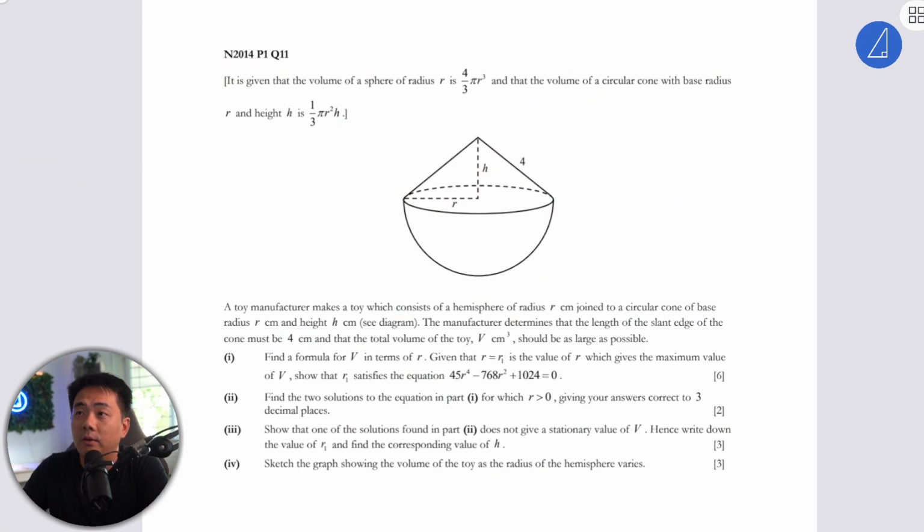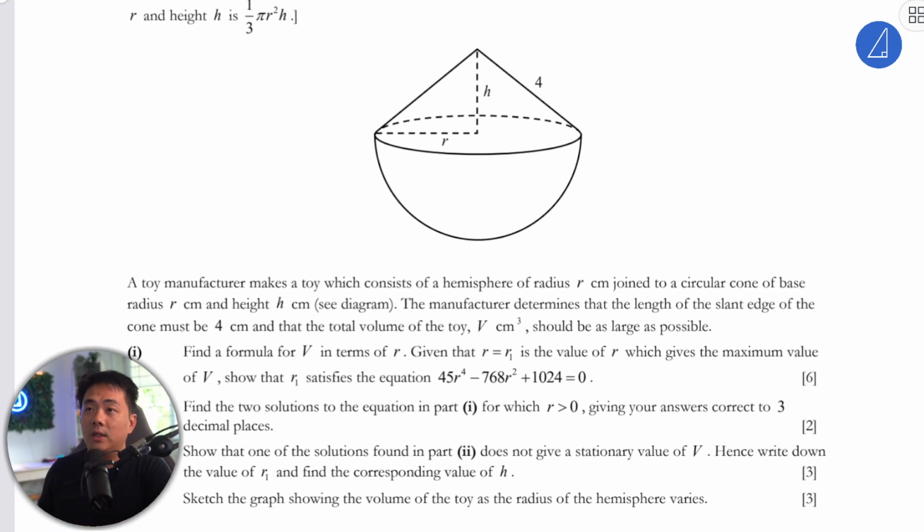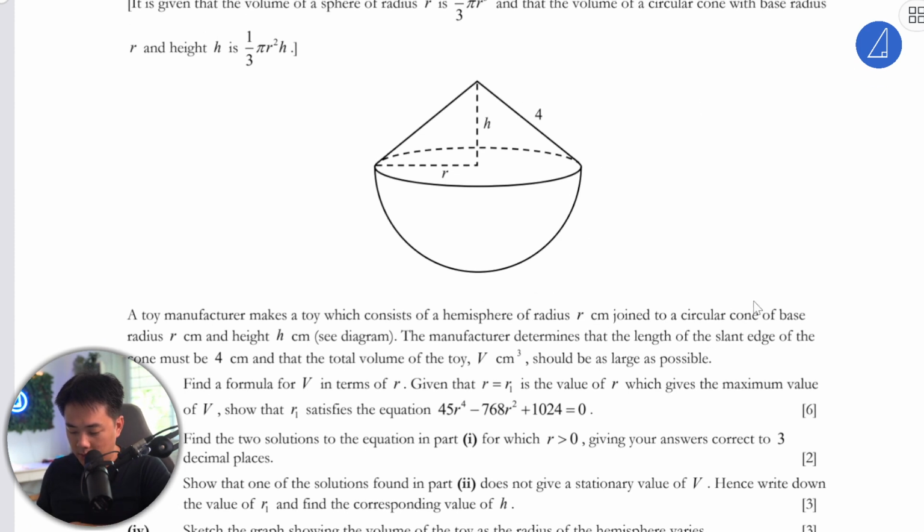Hi students, let's look at this question on application of differentiation, taken from the year 2014 paper 1, question 11 of the H2 math paper. A toy manufacturer makes a toy which consists of a hemisphere of radius r joined to a circular cone of base radius r and height h, right?